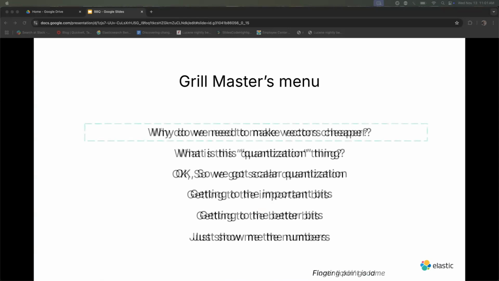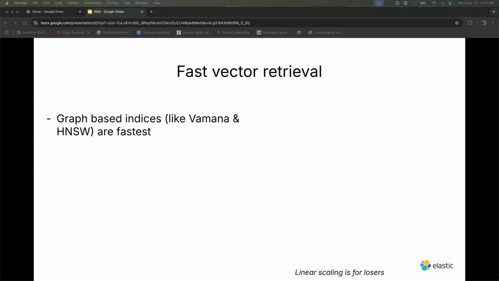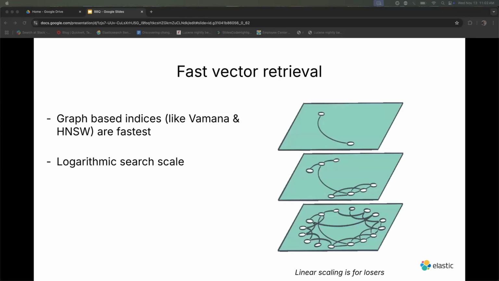All right, so first, why do we need to make vectors cheaper? So fast vector retrieval, there are many, many different kinds of vector indices. And generally, some of the fastest ones are graph-based. Now, graph-based are fast because they have logarithmic search scale, meaning to search for millions of vectors, you only have to do thousands of vector comparisons. And so they can get to your answer very, very quickly. Here's a little graph image of what HNSW looks like. But all graph-based algorithms sort of do this in a way where you have this space that it can explore very, very quickly and get to your answer fast by doing very few vector comparisons.